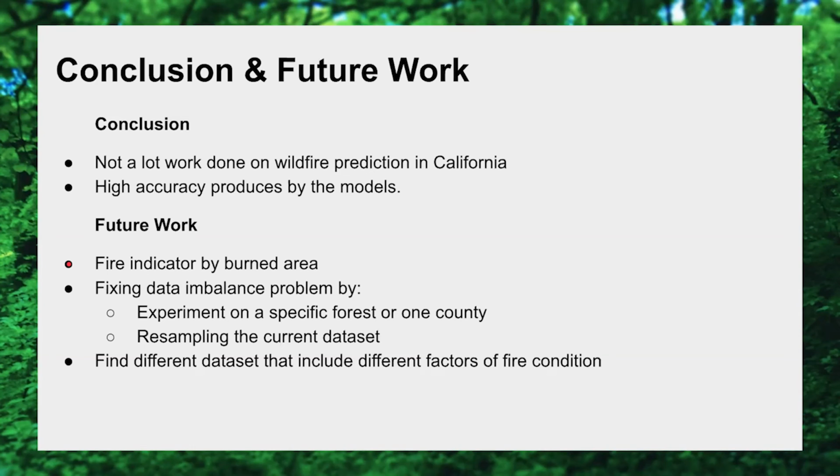Moreover, fixing the imbalanced county data set is another option by reducing the ratio of the fire to no fire values. This can be done either by locating a specific forest or county in which fires occur more frequently, or by resampling the current data set and pulling up values to make it more balanced. Lastly, we have the option of finding or creating another data set that includes different fire conditions and factors to see if that changes results at all.